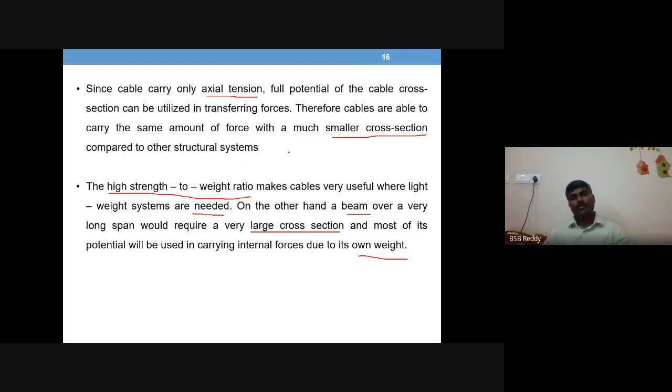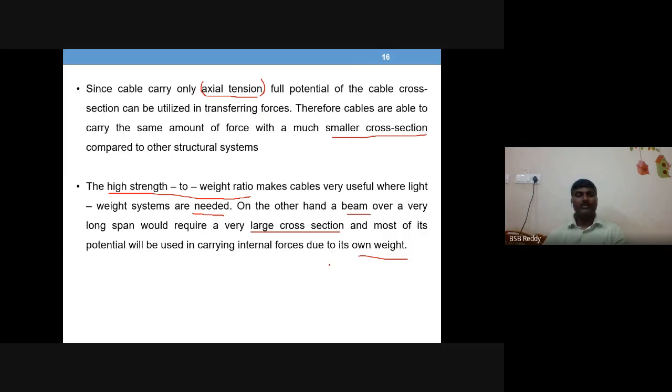Then why do you prefer a cable when compared to a beam? Because it is going to have axial tension only. That's why the full cross section, 100% of the material, will participate in load carrying. So you need less material, so a smaller cross section. Right? So the strength to weight ratio is higher for a cable than a beam. That's why we prefer cables.